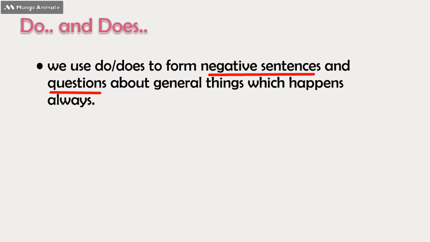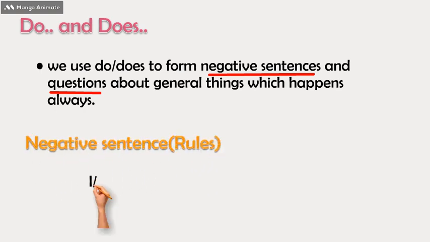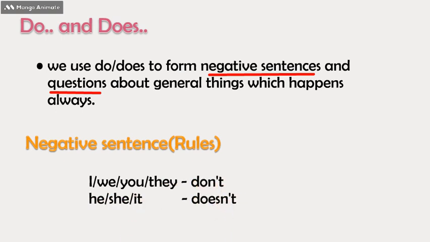First, look at the rules for the negative sentences in present simple. Here we are using don't with the pronouns I, we, you, they, and doesn't with the pronouns he, she, it, plus verb infinitive form. Here we don't use the verb plural form because the words don't and doesn't itself express the present simple tense. Therefore, we don't need to change the verb form.